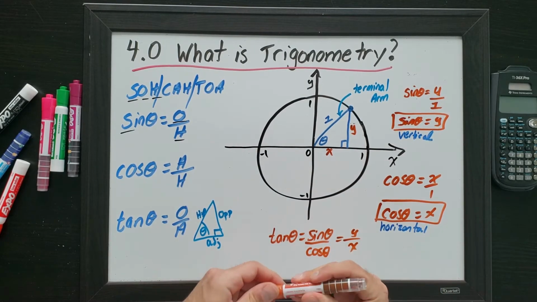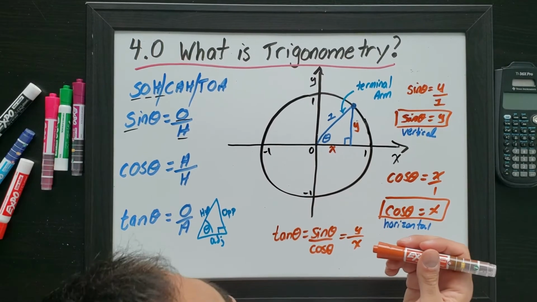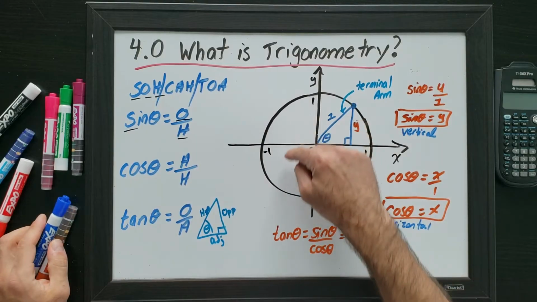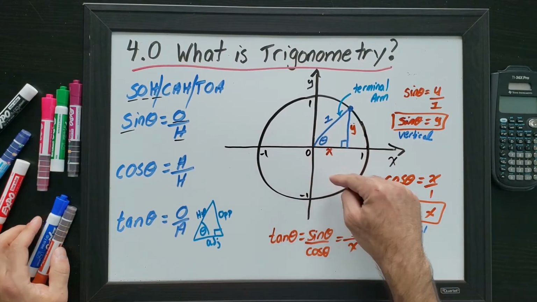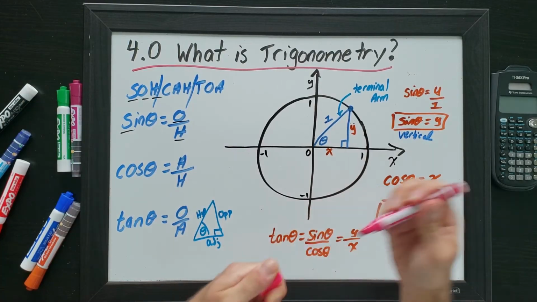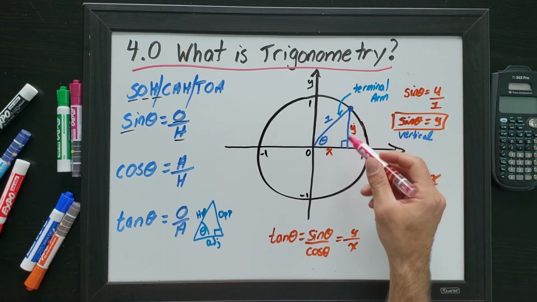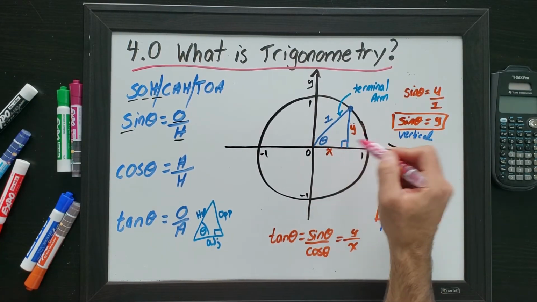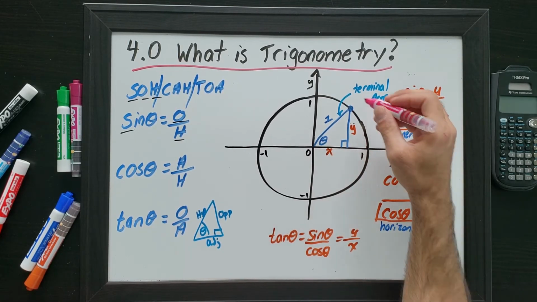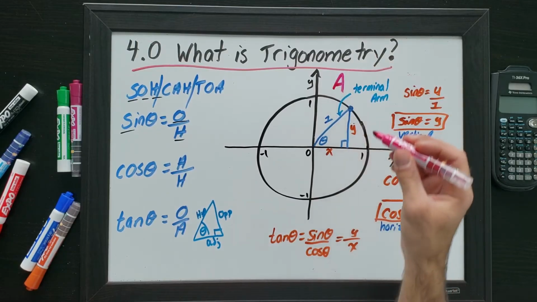Now, let's talk about the signs. Signs in trig are really important. Depending on the location of my angle in these 4 quadrants, it's going to tell me if the sign is positive or negative. So let's take a look at this first quadrant over here. In this first quadrant, all my y values and my x values are positive. So everything is positive in this. So we call this all positive, A.